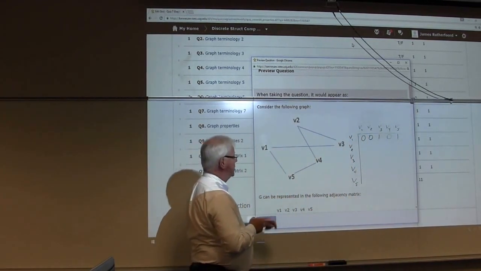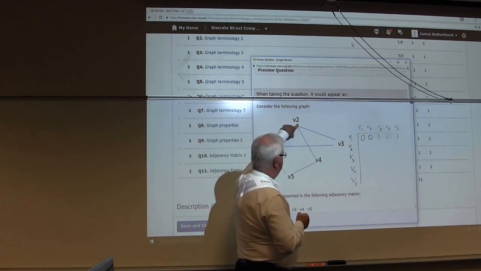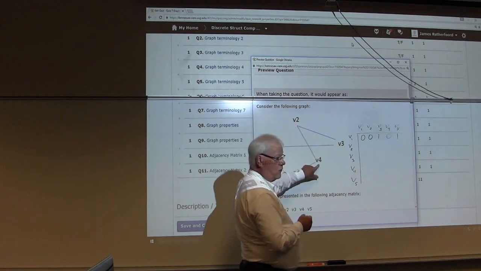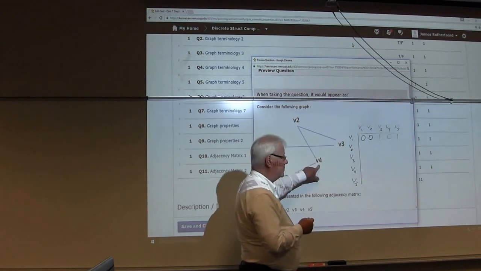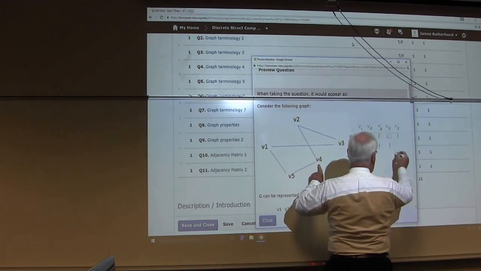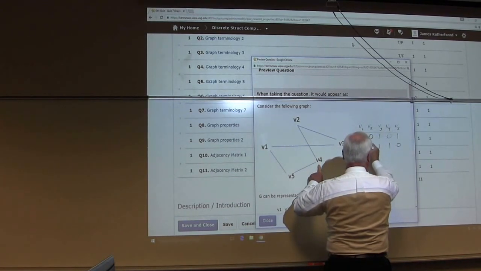How about V2? Well, we could go to V2 and we can say, well, wait a minute, V2 is adjacent to V3 and V4, because that's where the edges go. So we could just shortcut this and say V3 and V4 and not for the others.